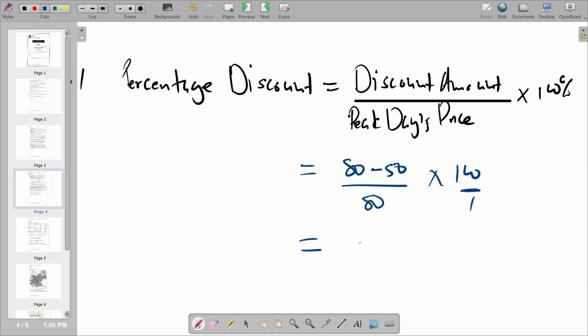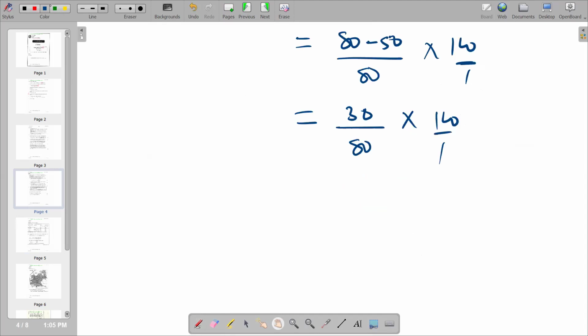So 80 minus 50, obviously we get 30, and then 30 over 80, we multiply by 100 over 1, and we see what we are going to get. If you calculate that amount, it gives us 37.5%. So this is what we have.